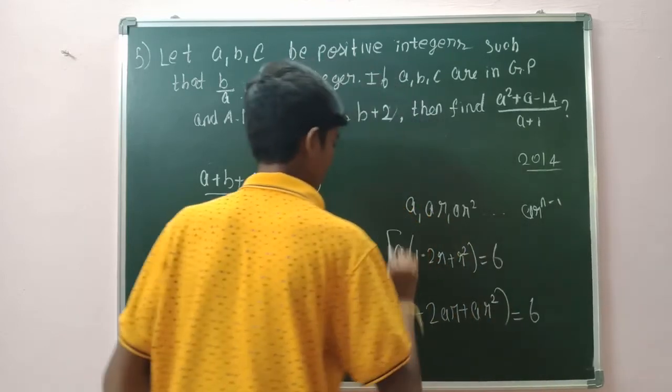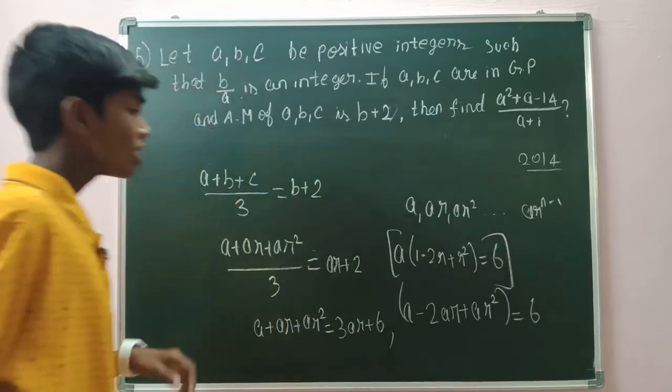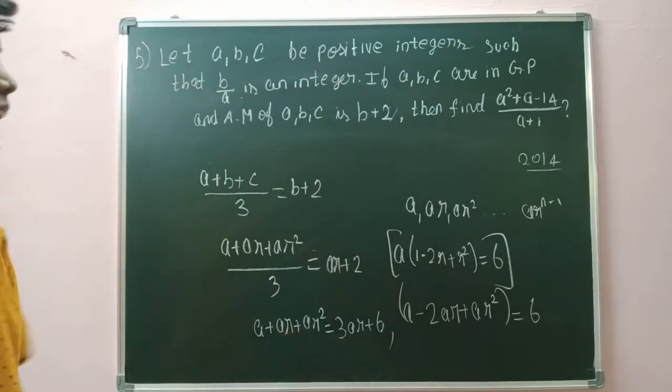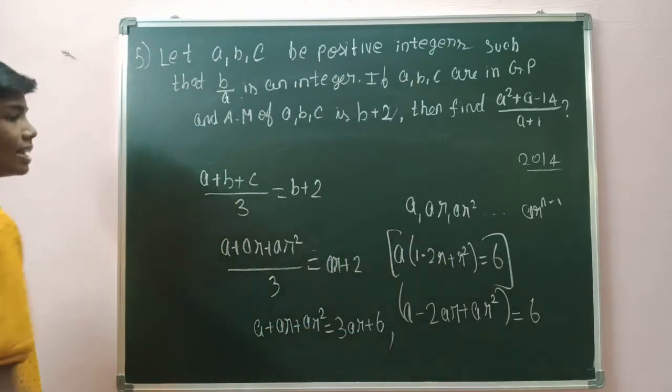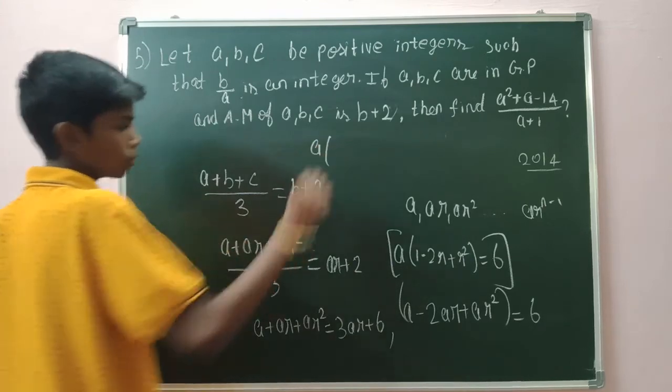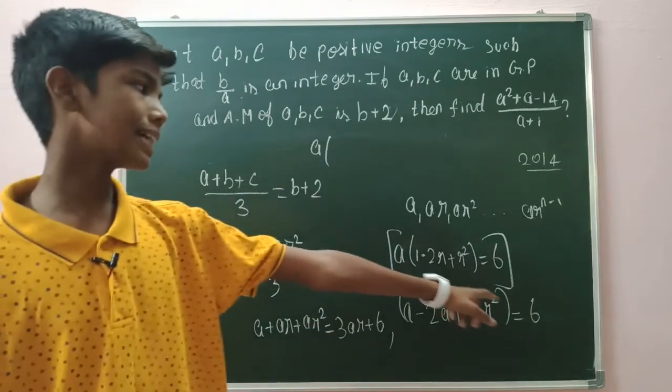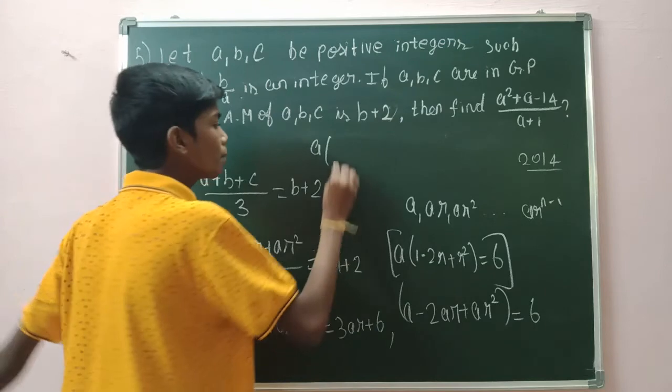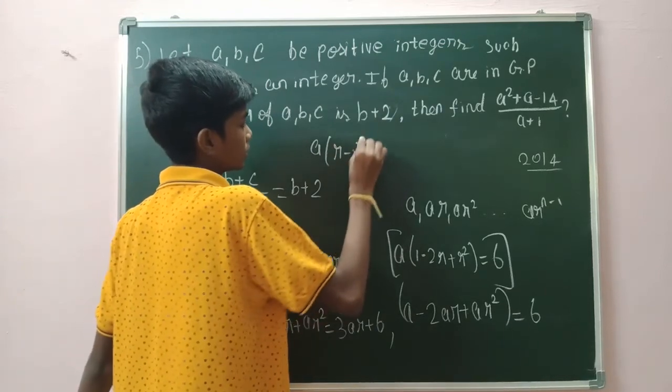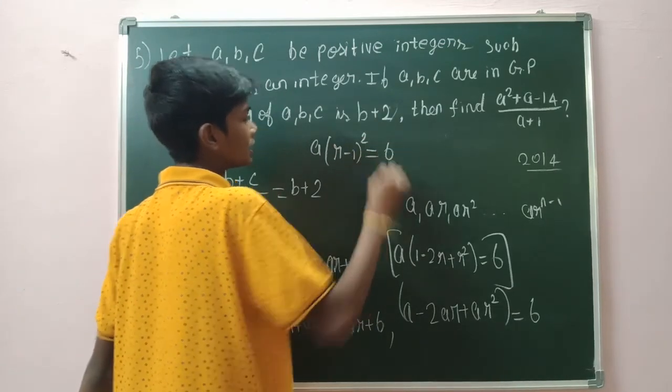This is the form of equation that will be left when you take your a common. After this, think carefully and say a into what, this 1 minus 2r plus r square? That is nothing but your r minus 1 whole square, and that is given as 6.